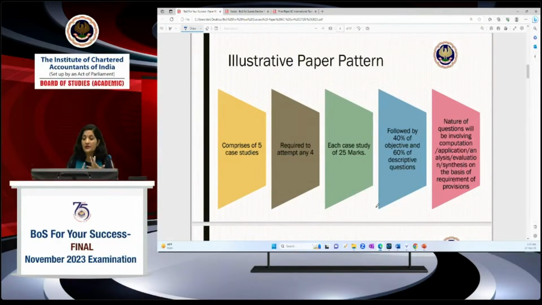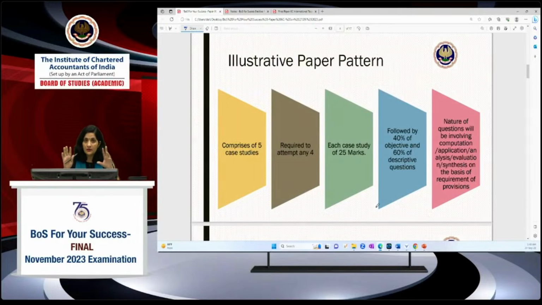So in descriptive there would be computation based questions, and application or analysis based questions would also be there. You have to be very alert, apply your mind properly, and read the facts of the case studies properly. What are the facts? Certain information is given. For example, I will take you through an example where all the information is given for computation of total income and tax liability of a person.